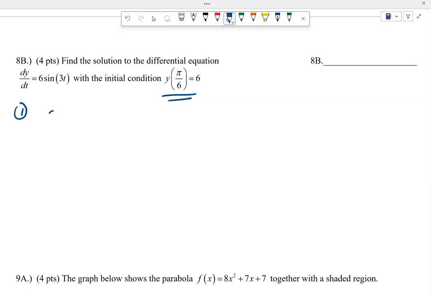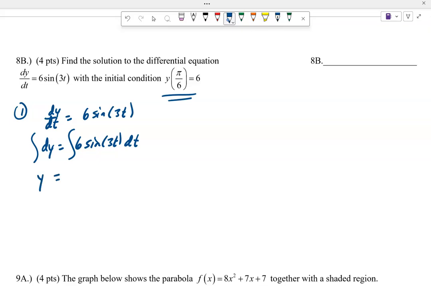Number one, I have the derivative dy dt. Can I go back and find the original function? Well, sure. Let's take our dt over to the other side. Let's go ahead and run our integral here. And so the integral of 1 dy is 1y.